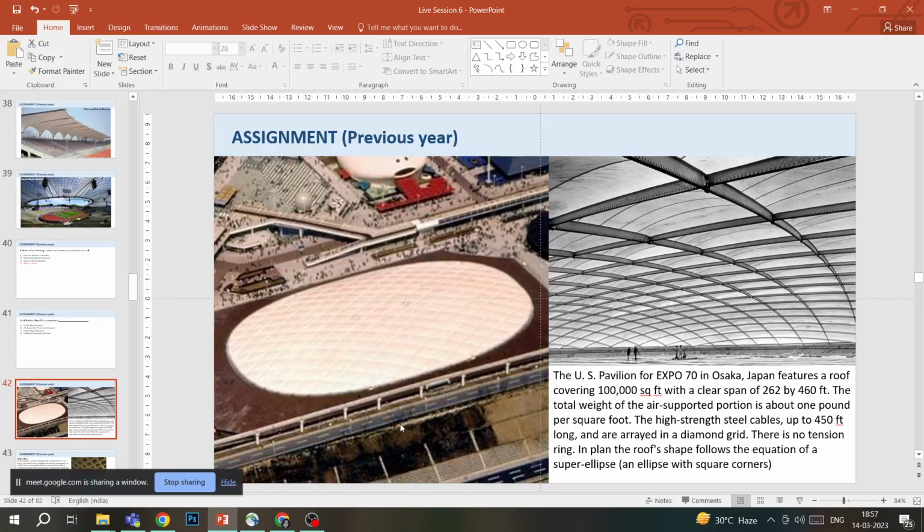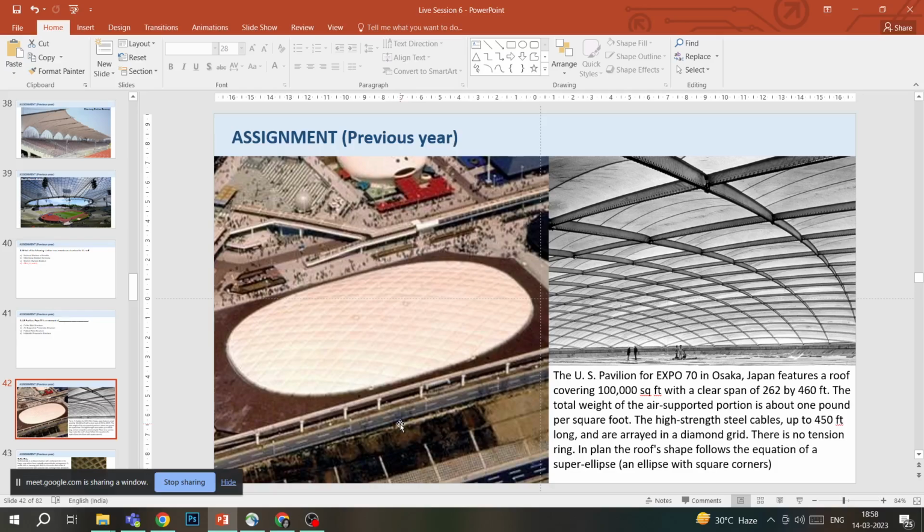So this is how the US Pavilion at Expo 70 looks. Expo 70 was held in Osaka, Japan. The US Pavilion for Expo 70 in Osaka features a roof covering 10,000 square feet with a clear span of 262 by 460 feet. Although I am more familiar with meters, I got these dimensions in feet only, so I've mentioned them in feet. I will try to cover dimensions in meters.